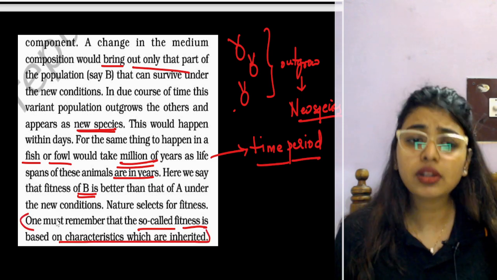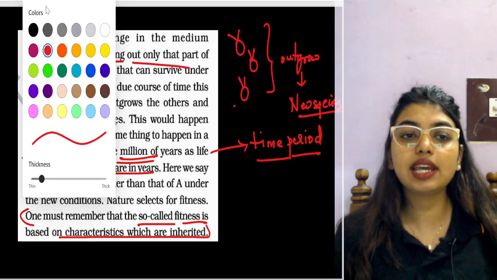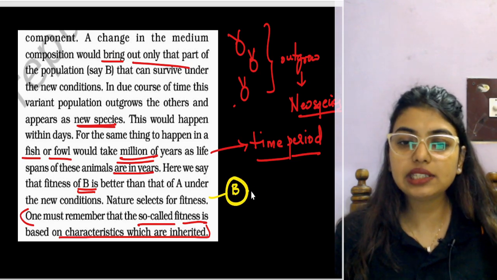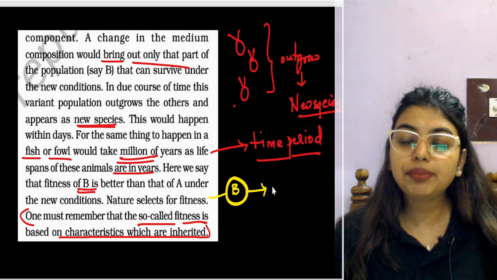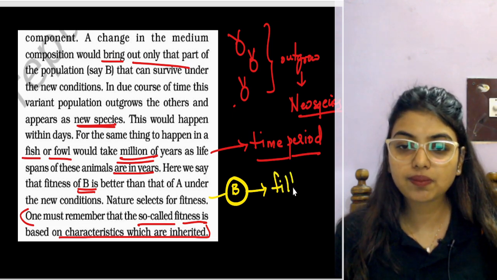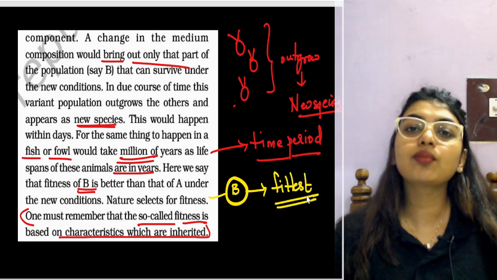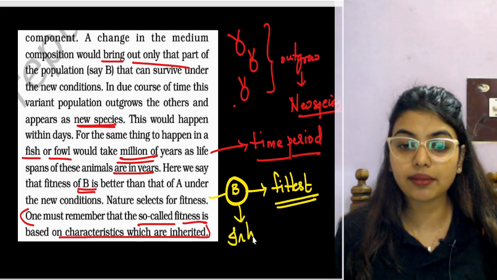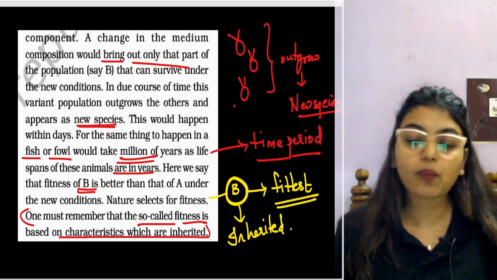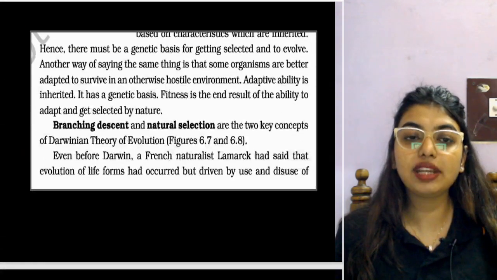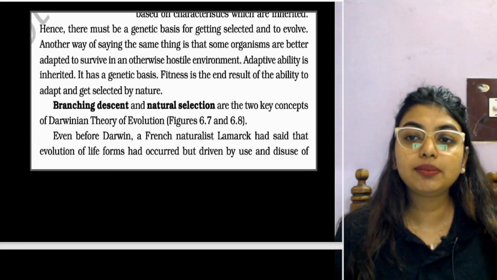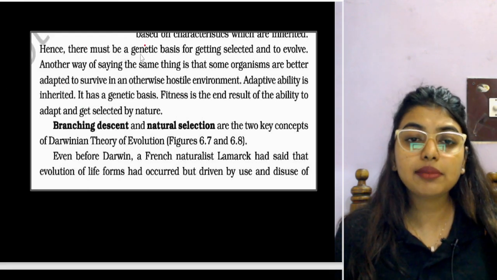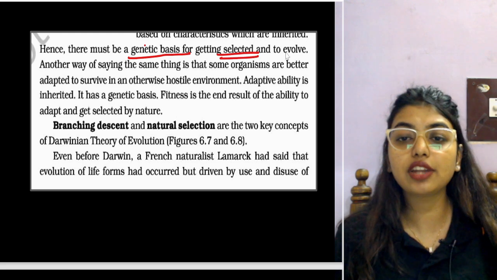Yeah. So here what they're trying to say, can we say that because B survived and A could not survive, B is fitter? But they're telling that the fittest character is something that should be inherited. Okay, the fittest character should be inherited, because understand that on a genetic basis. Okay, there must be a genetic basis for getting selected and to evolve.